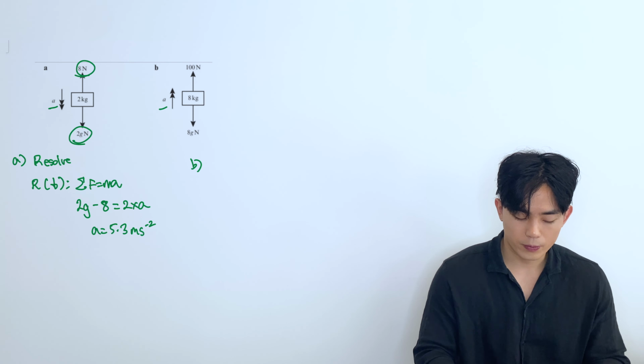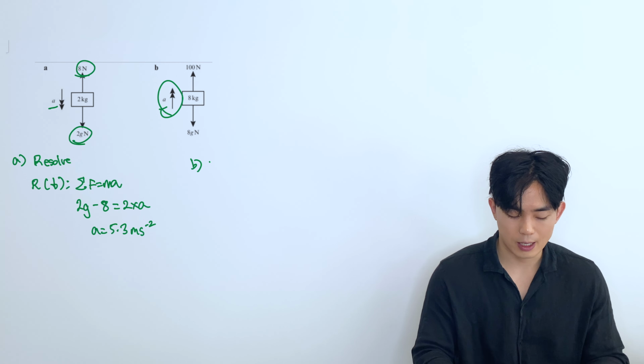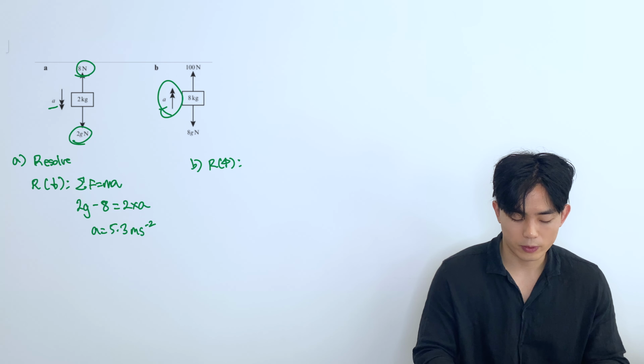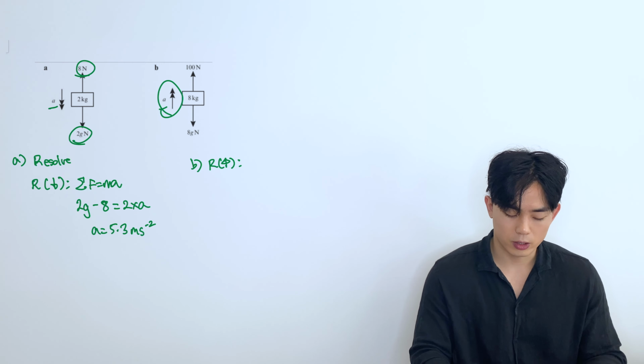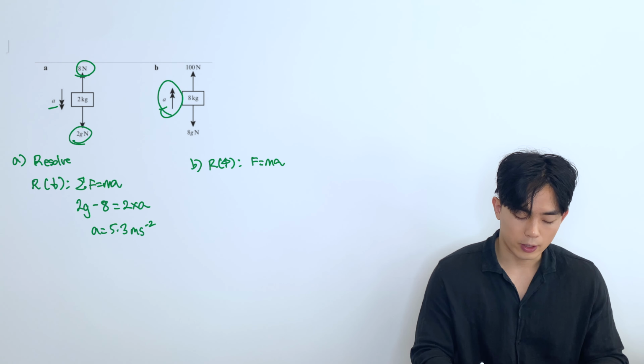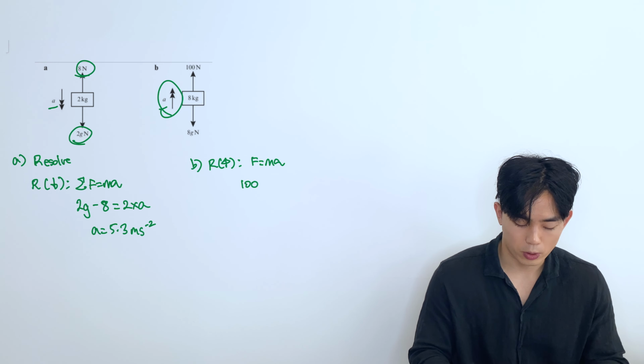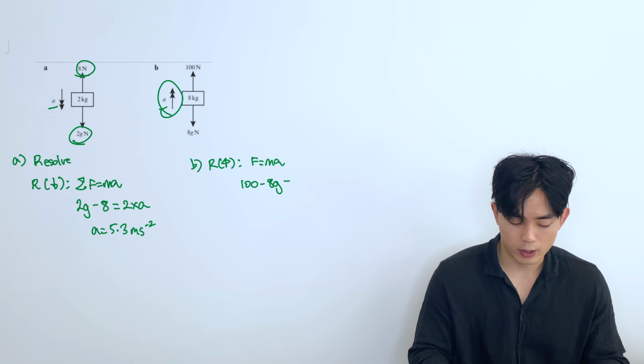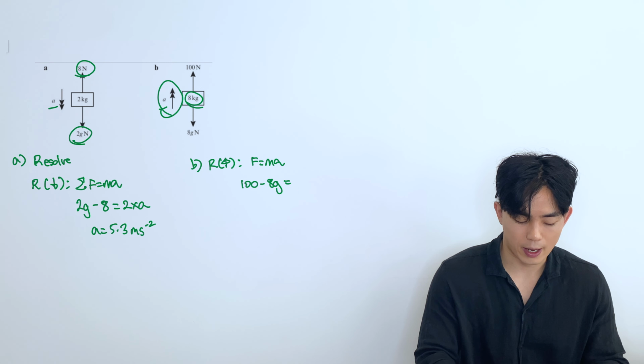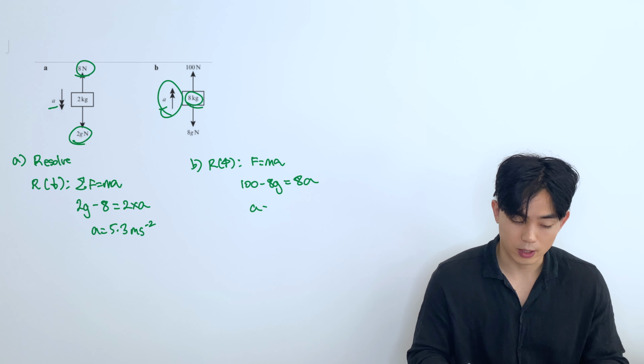Same thing for b. Now the acceleration is moving upwards, right? So let's say resolving upwards now. Upwards is now the positive direction, so F is ma. Looking at the forces, there's 100 newtons going upwards, that's positive 100, minus 8g going downwards, which is going to be equal to the mass, which is 8, times acceleration. So the acceleration will therefore be 3 meters per second squared.